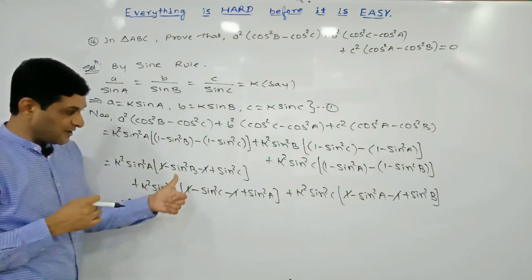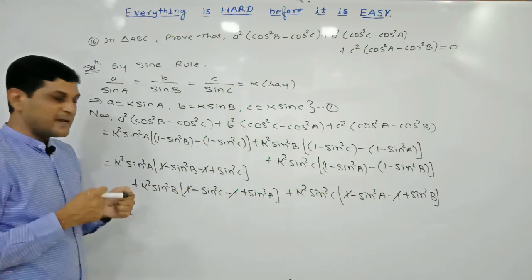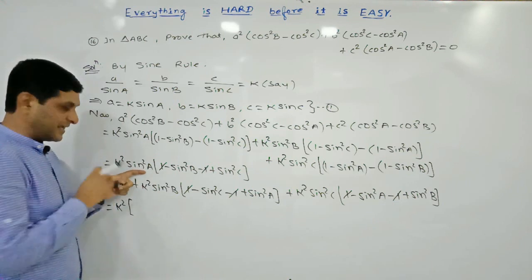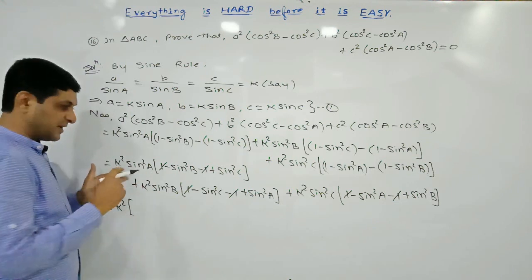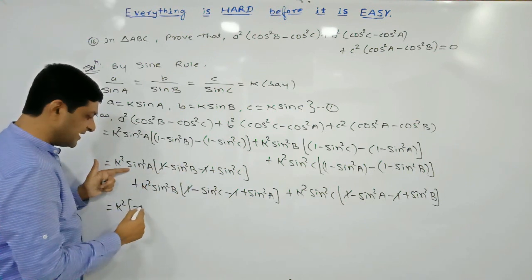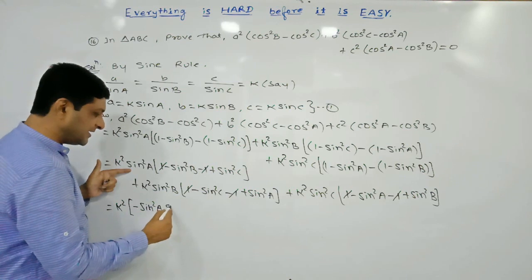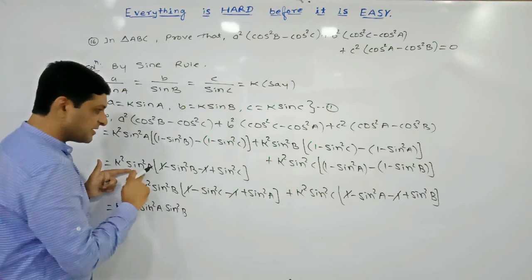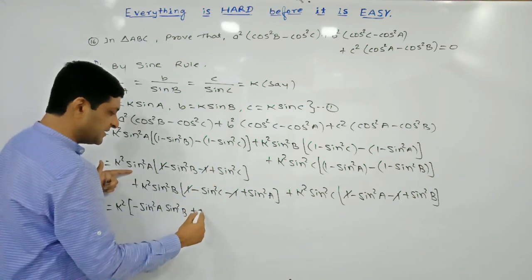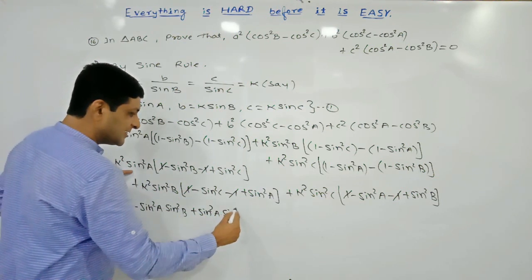Now in this bracket, how many remaining terms are there? 2 remaining terms are there, and I am multiplying both the terms by what? Sine square a. K square we have already taken common. So what will we get here? Sine square a into minus sine square b is minus sine square a into sine square b. If I am multiplying the second term, what will we get here? Sine square a into sine square c.